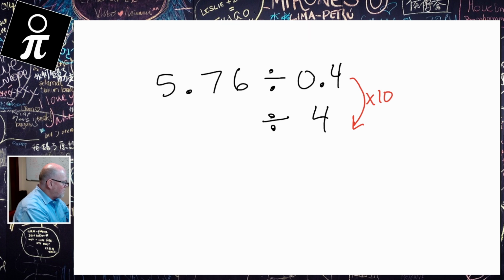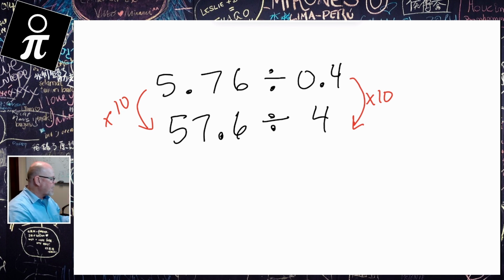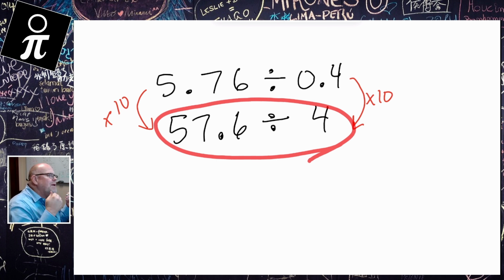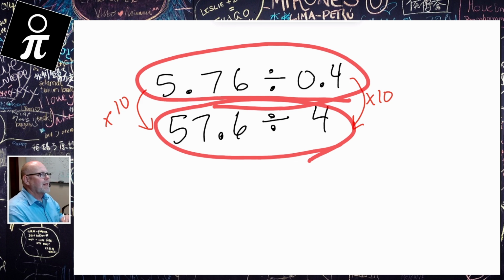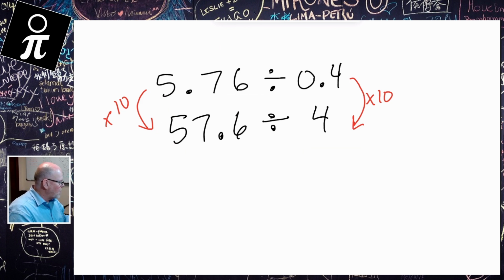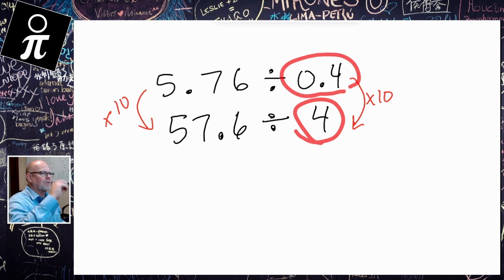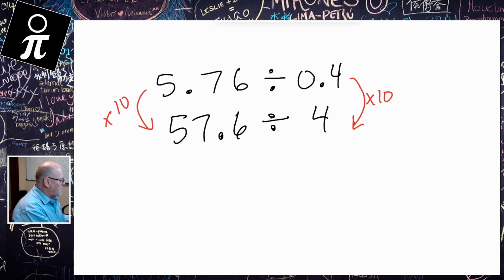And if I multiply this number by 10, I get 57.6. I get a brand new problem, but we know it's going to give us the exact same answer as the original problem right here. The difference, however, is we know how to make groups of 4. We know how to circle groups of 4. We do not know how to circle groups of 4 tenths. That's a little bit trickier. So now it's just up to us to model that problem.